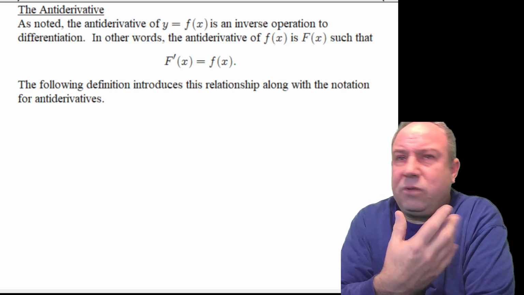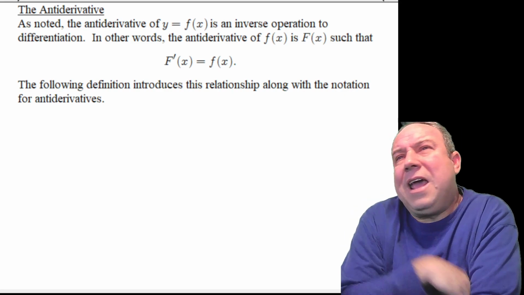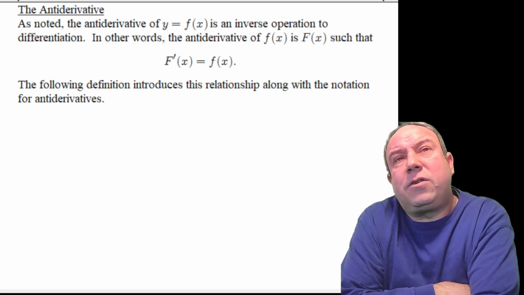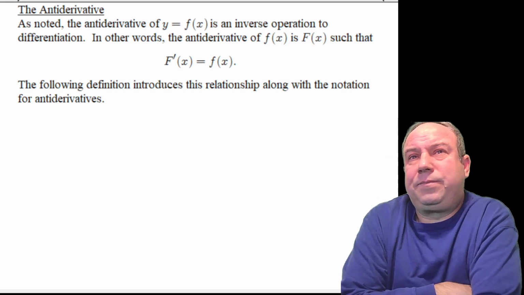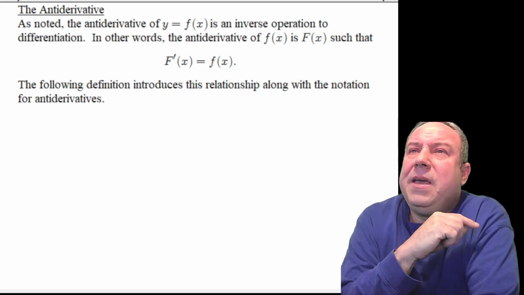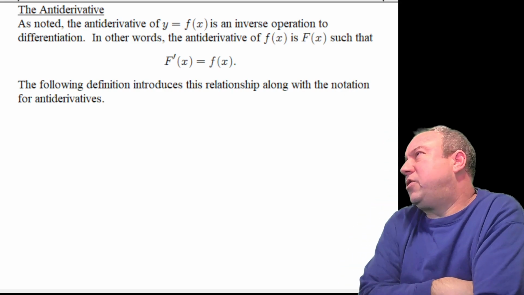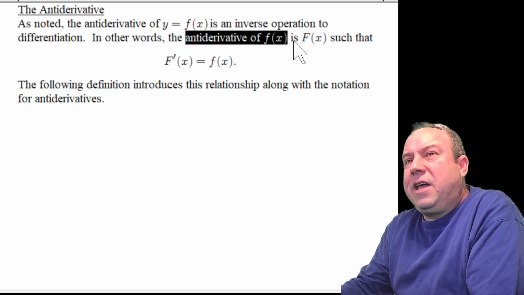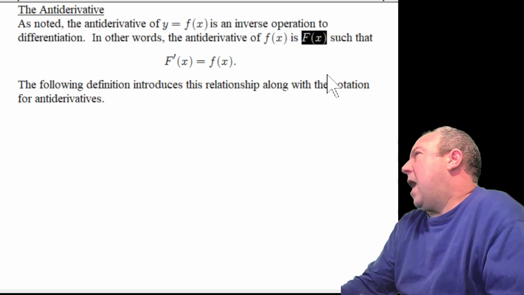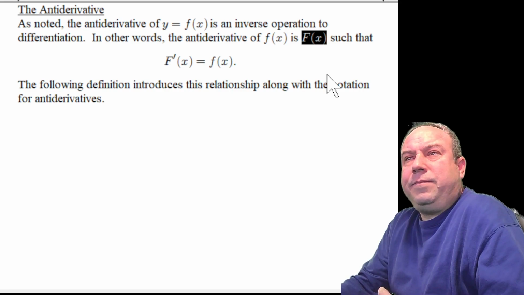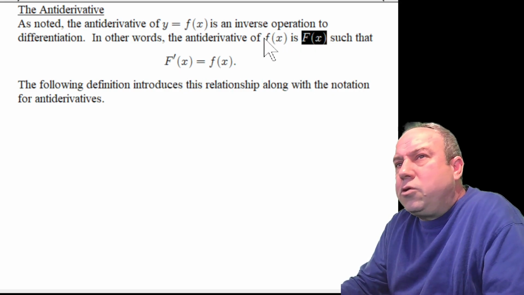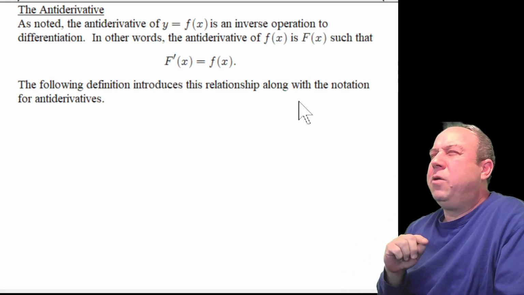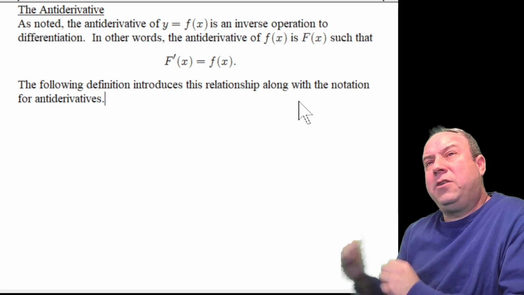We're going to talk a little bit about what's called the antiderivative. And as I had noted here, the antiderivative of a function is an inverse operation to differentiation. In other words, if we think about the antiderivative of a function little f, it is going to be what we call this function capital F, such that the two are related to each other, although not identical, so that's why they do have two different names.